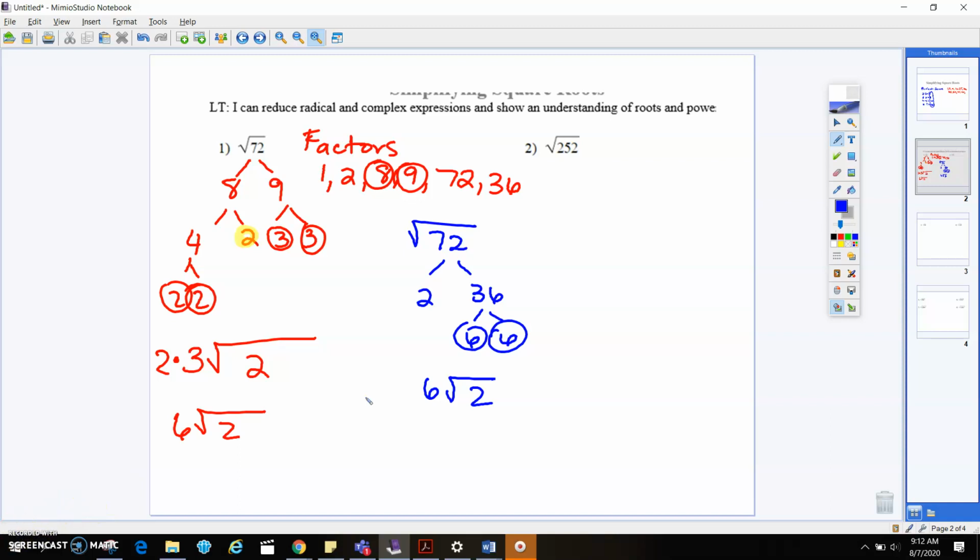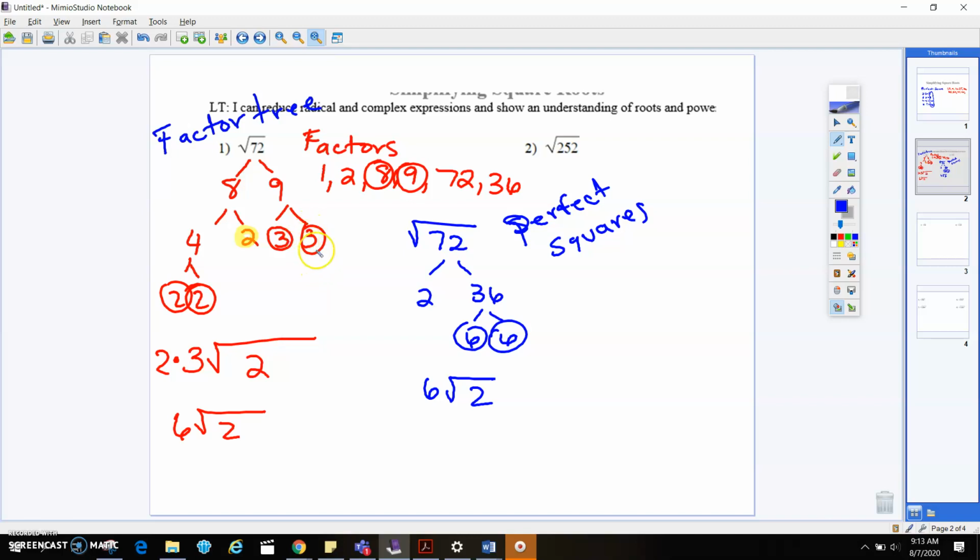So those are the 2 different ways that we can do this. So this over here is called a factor tree. And this over here is simplifying by square root, or perfect squares. Okay, and either way is acceptable. If you're like, I don't remember all of my factors, and you want to just pick 2 that you know, you can break all of those down until you get to the point where you can't break it down anymore.